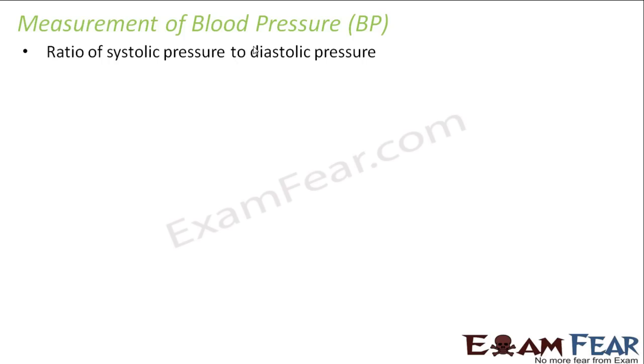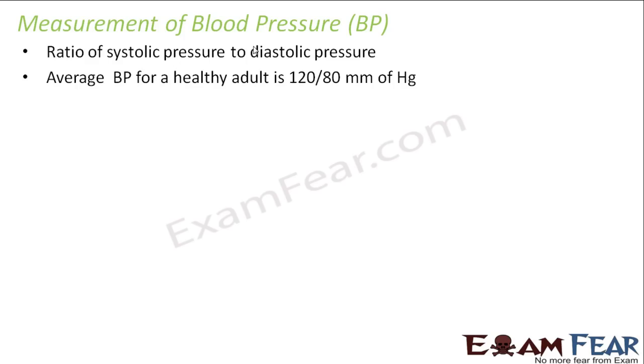Now, as we saw, ventricles are the pumping chambers, so they send blood to the body, right? So here we will see how we measure blood pressure. Now, average blood pressure for a healthy adult is 120 by 80 mm of mercury. So how do we measure pressure? For the unit of pressure, we often use Pascal, or we often use the mercury column as a reference to measure pressure. So the normal blood pressure is 120 by 80 for an adult human, and the instrument which is used to measure blood pressure is called a sphygmomanometer. So this is the instrument which is used to measure blood pressure.